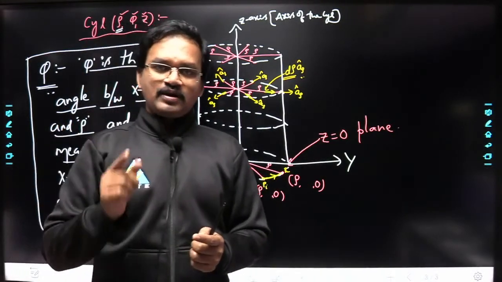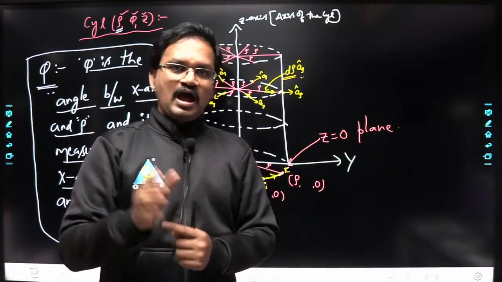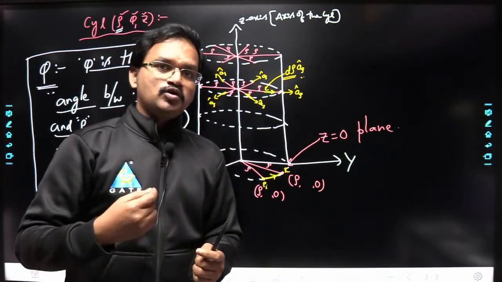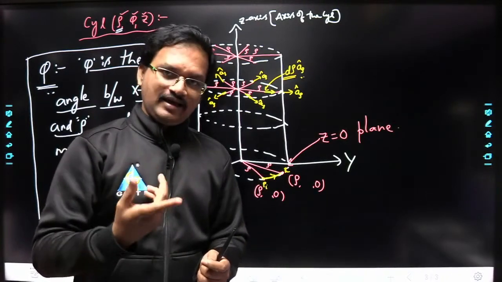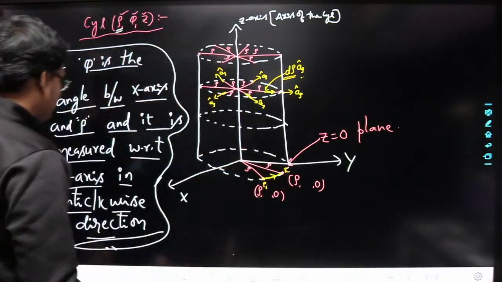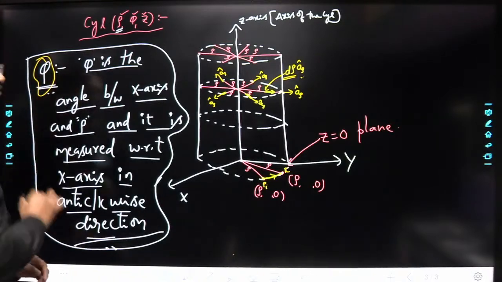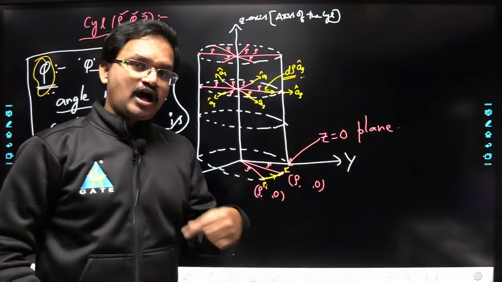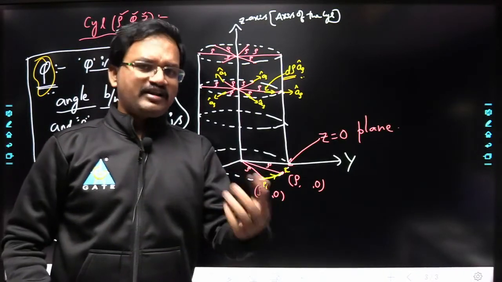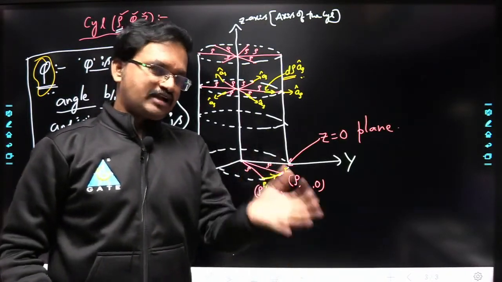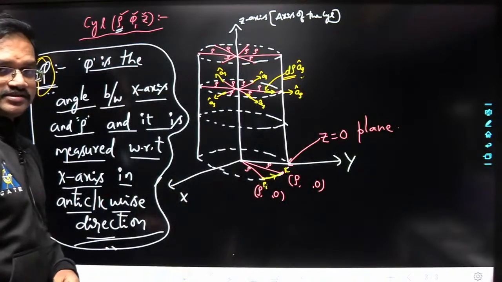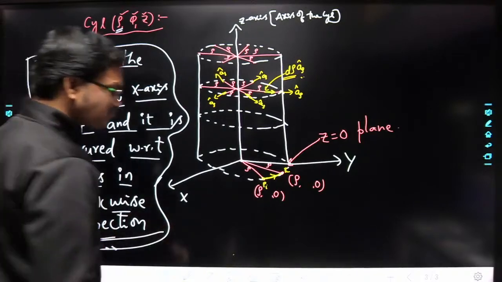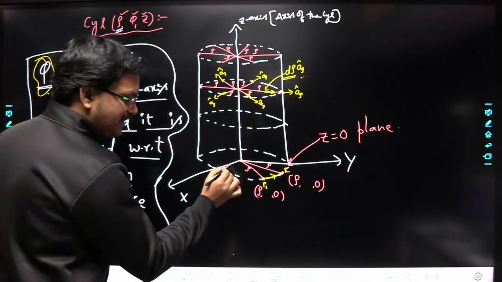Okay, so in order to represent the movement along a curved path, or the movement along the circumference of the circle, you need what? You need an angle. Yes or no? That angle is nothing but phi. In order to measure phi, you need some reference. That reference axis is nothing but the x-axis.